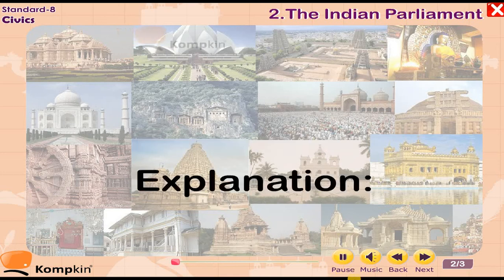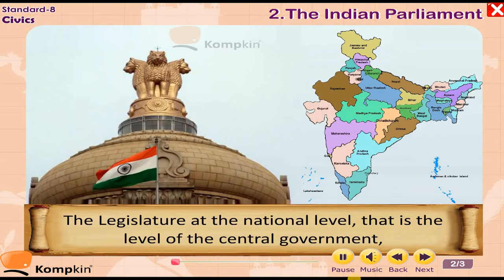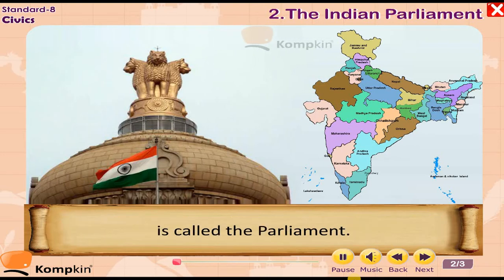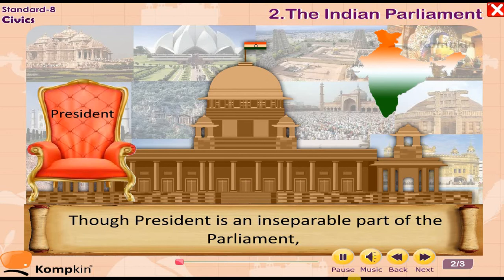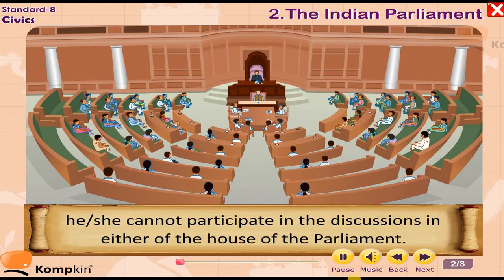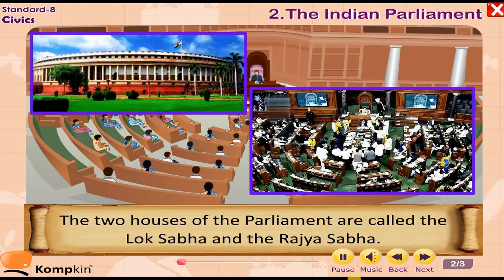The nation. The legislature at the national level, that is the level of the central government, is called the Parliament. It consists of the President and the two houses of Parliament, Lok Sabha and Rajya Sabha. Though the President is an inseparable part of the Parliament, he/she cannot participate in the discussions in either house of the Parliament. The two houses of the Parliament are called the Lok Sabha and the Rajya Sabha.